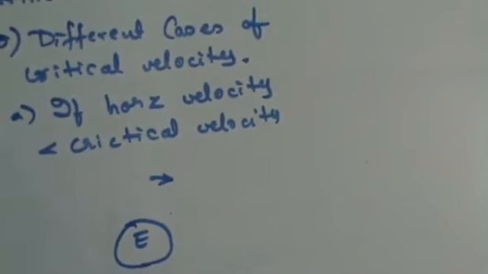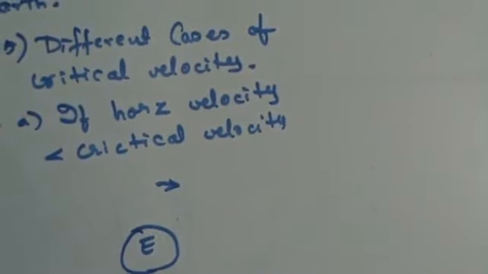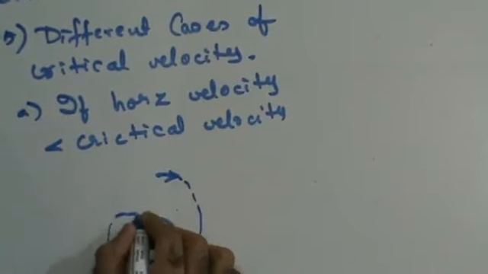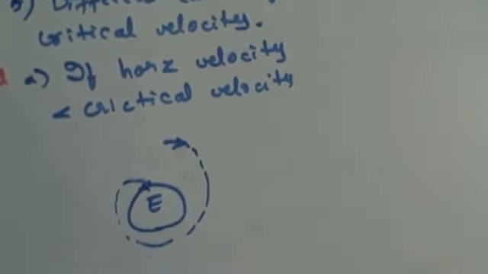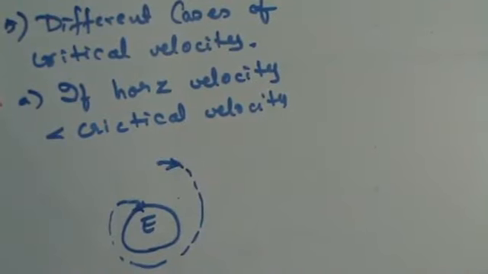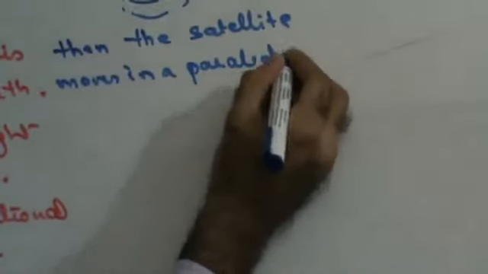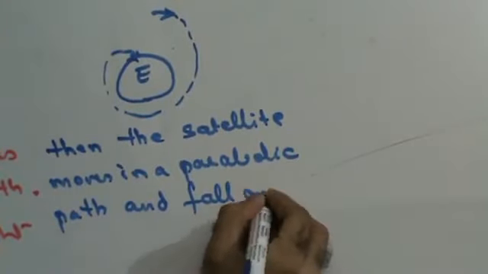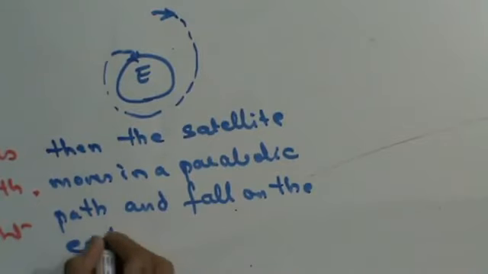But instead of that, suppose it is not provided with the right kind of horizontal velocity. In that case, the satellite will move in a parabolic path and will come and fall on the surface of the Earth. So if the horizontal velocity is less than the critical velocity, then the satellite moves in a parabolic path and falls on the Earth. Right? Next, let's see another case.